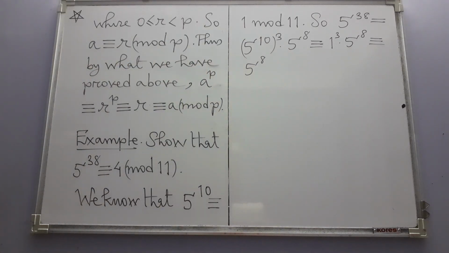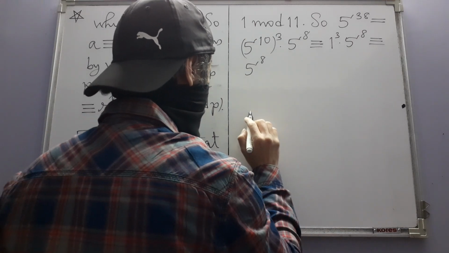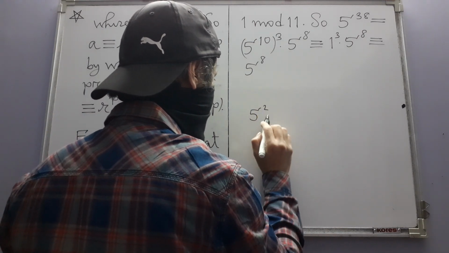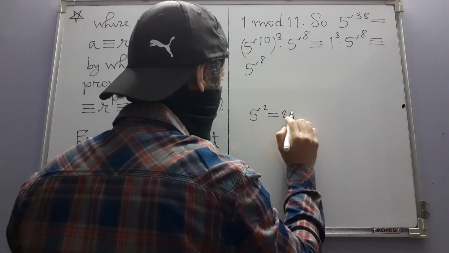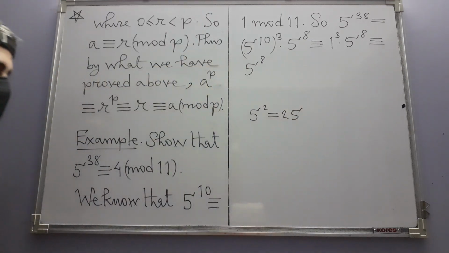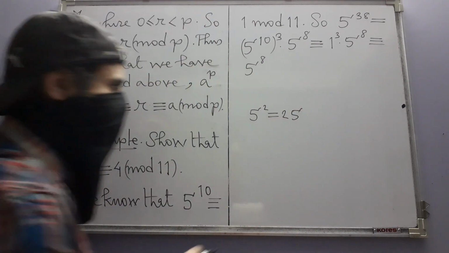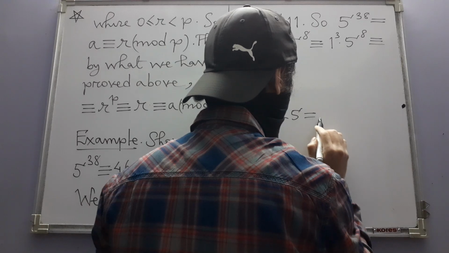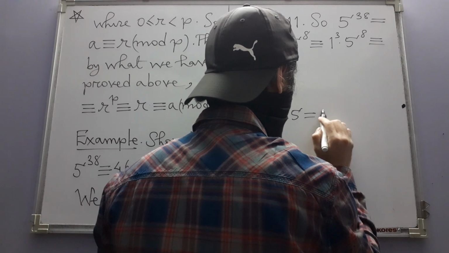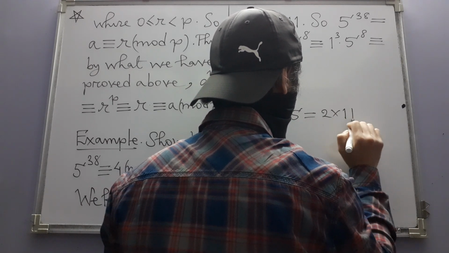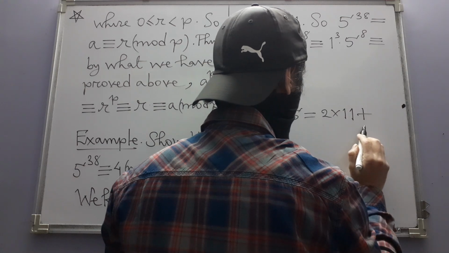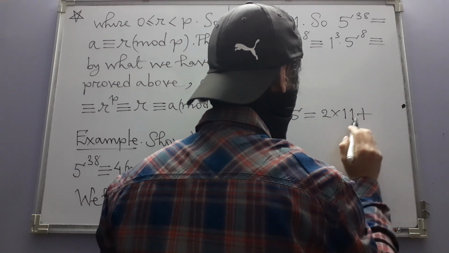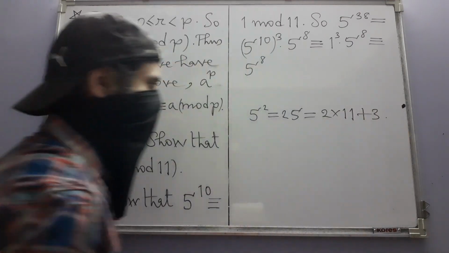Now how can we further reduce 5 to the power 8? Let's see what is 5 squared. 5 squared is 25. Now 25, when you divide that by 11, it looks like this, right? So you get 22 plus 3.